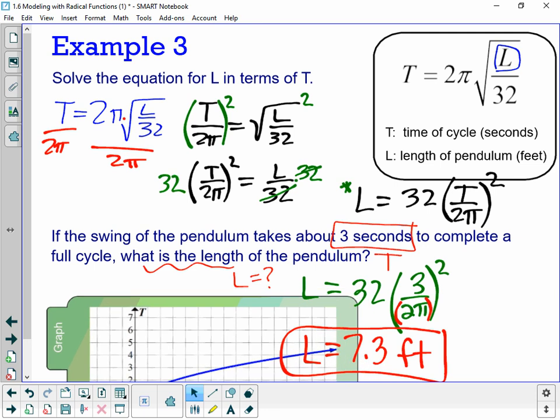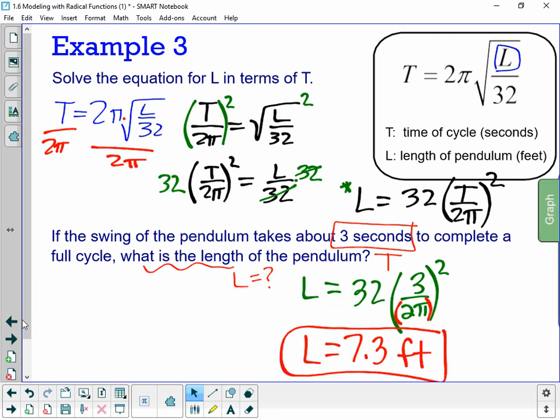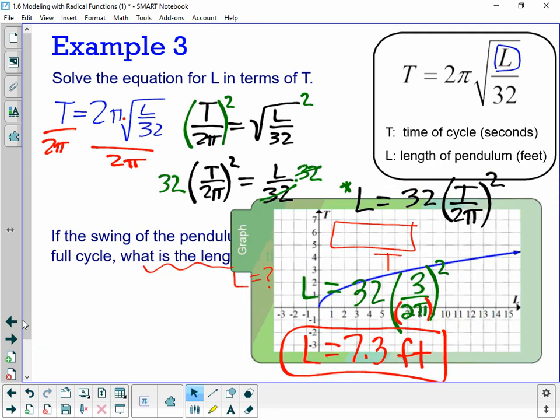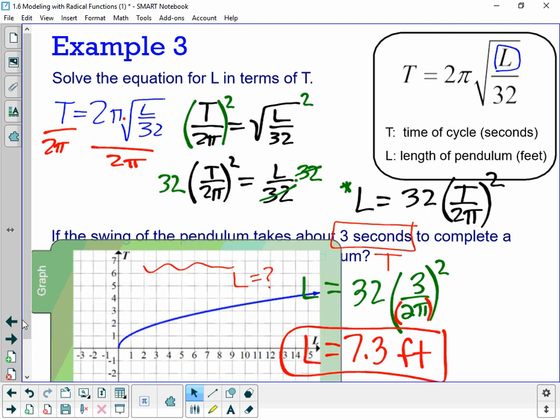Here's a graph of this. Whoa, where did my graph go? Sorry. And you can see we just found this has time on the y-axis and length on the x-axis. So 7.3 was the length we just found, and that corresponds with a time of 3 seconds. So if you look at a graph of pendulum motion, each of these problems we solve really just represents one point on that graph.